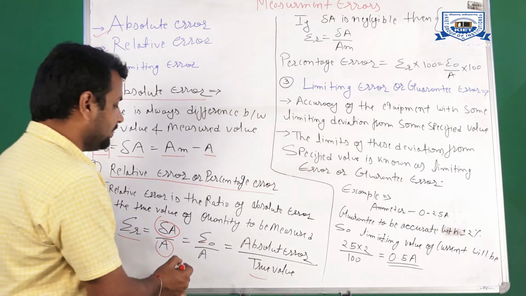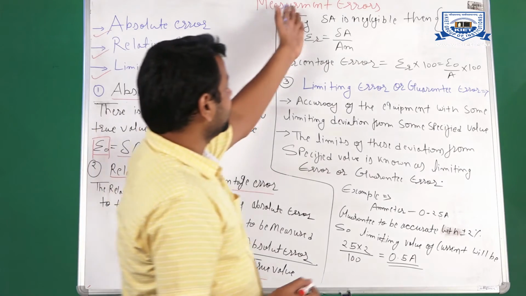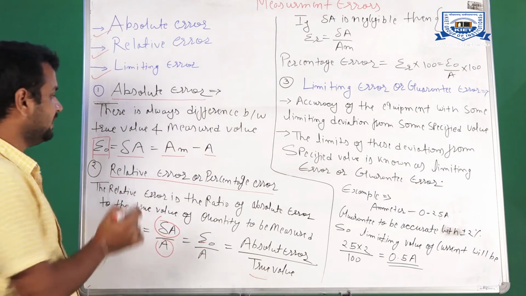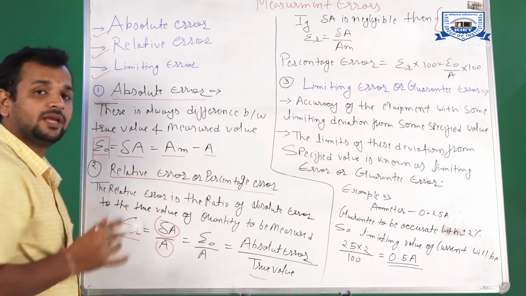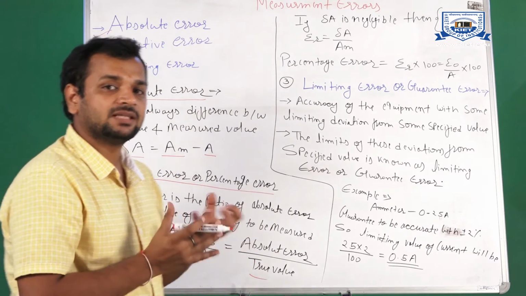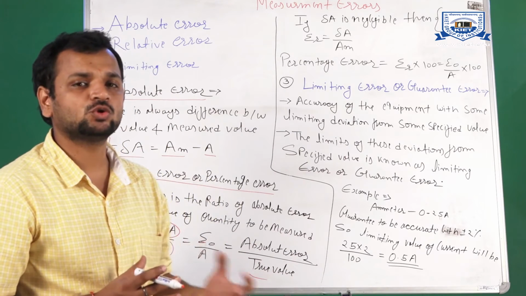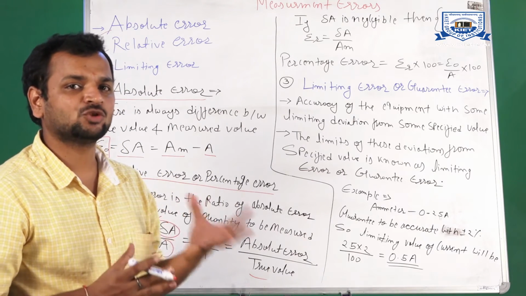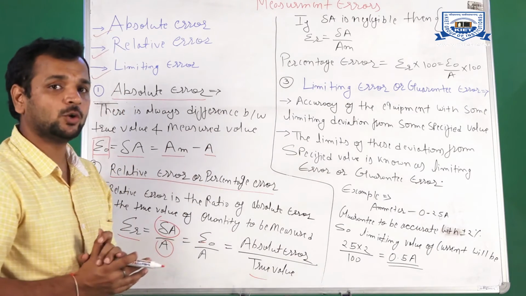Now suppose in the measurement the absolute error is negligible. That means del A will be negligible, so AM will be equal to A. That means when we are measuring something, we are very close to the true value, or the standard value of measurement. In that case absolute error will be negligible, and AM will be equal to A.